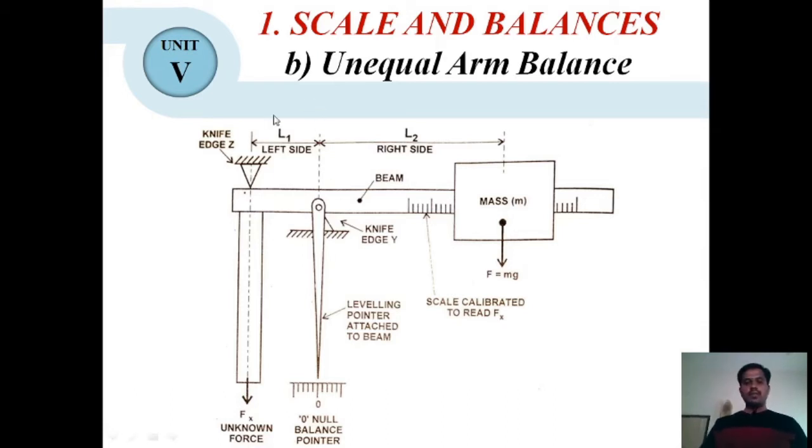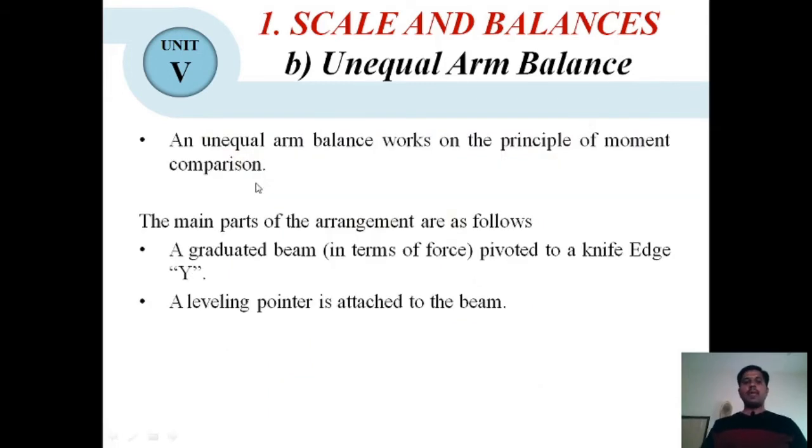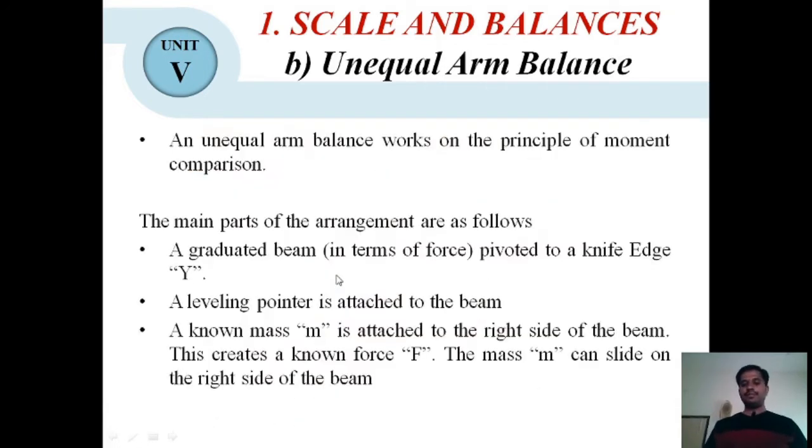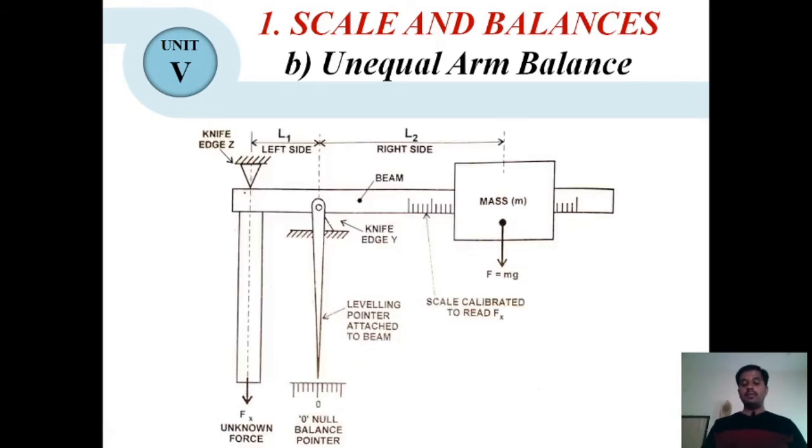So in order to avoid those situations, we have kept this knife edge Z. A leveling pointer is attached to the beam, and a known mass M is attached to the right side of the beam. So to the right side of the beam there is a known mass.